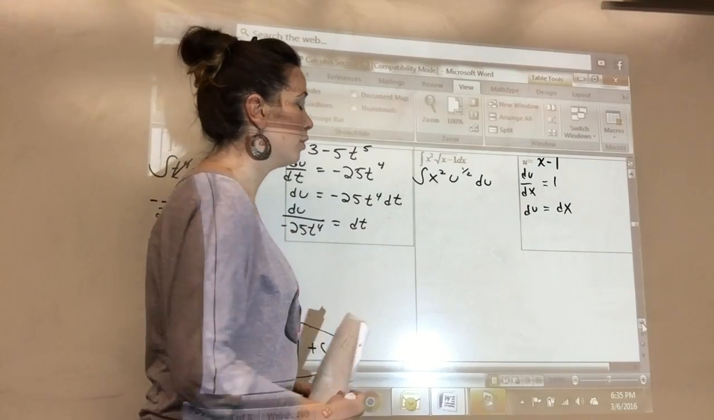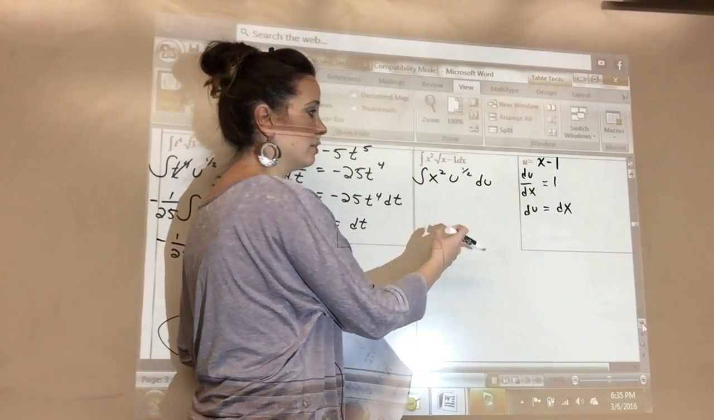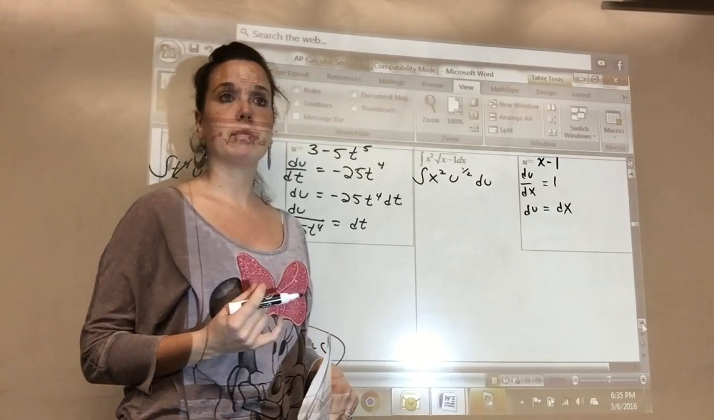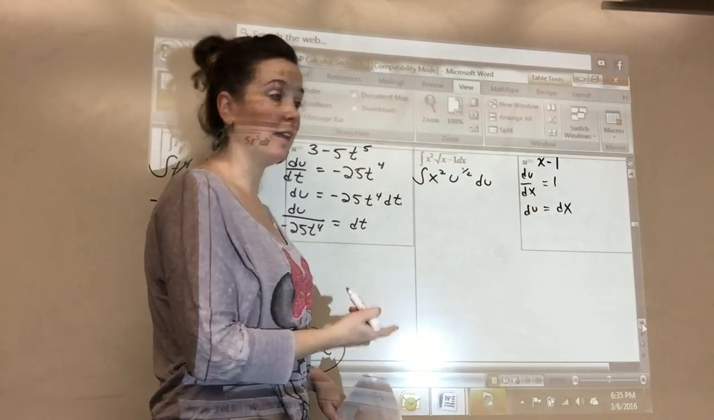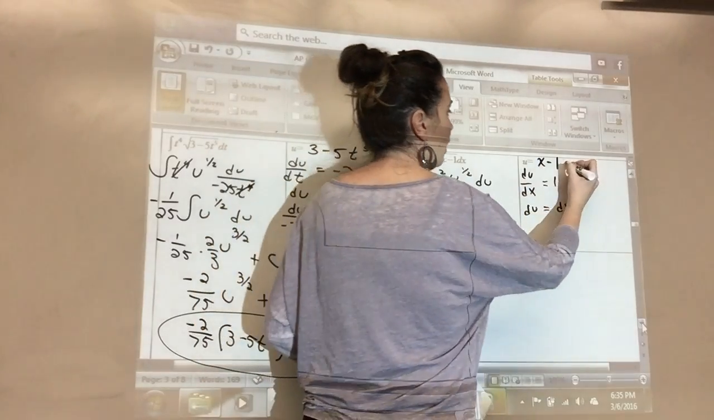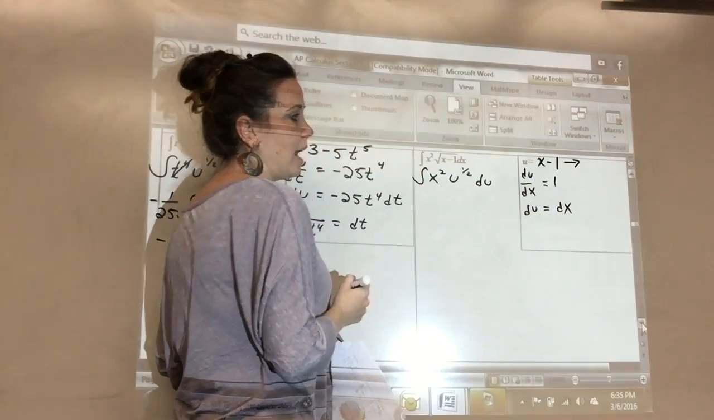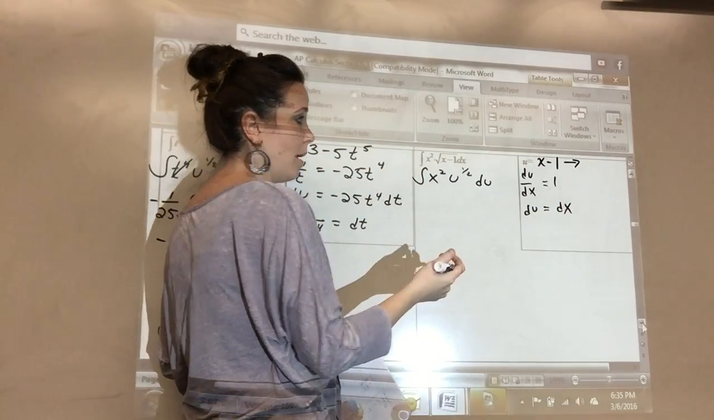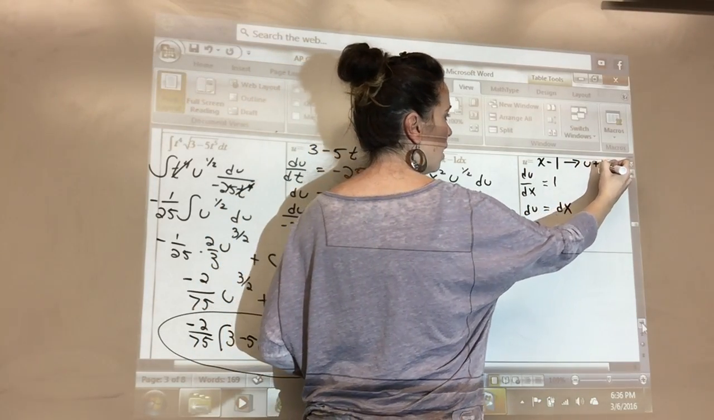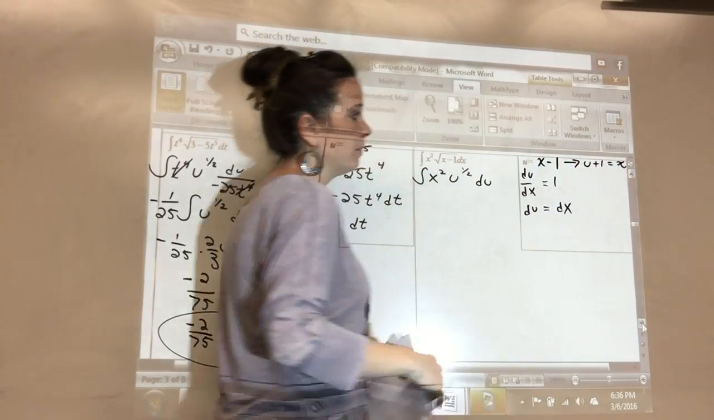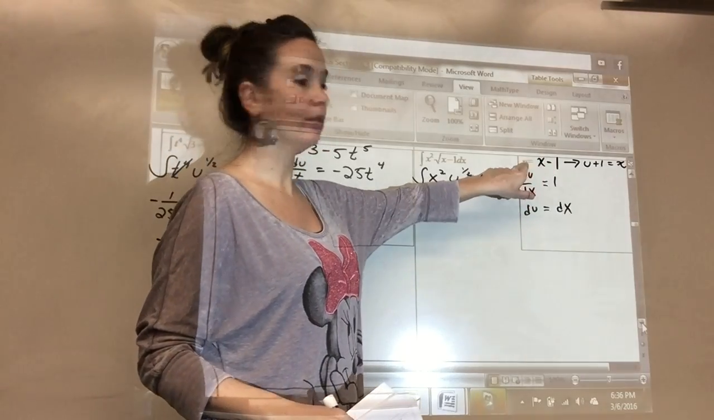And in the end, after playing with different u subs and still falling into the predicament of not having the letters match up, I went back to this and I said, well, if u is x minus 1, if I add 1 to both sides, u plus 1 is equal to x. True? Right, I just add 1 to both sides.